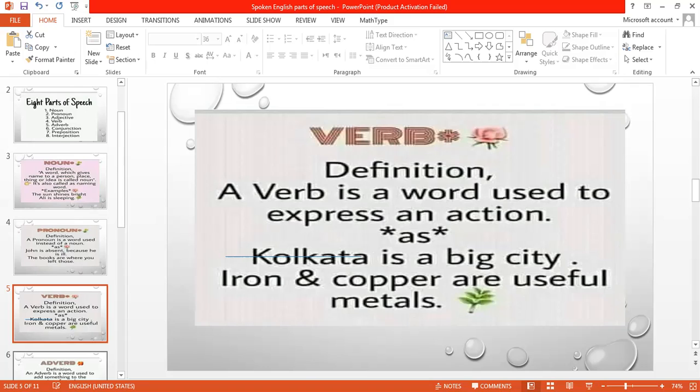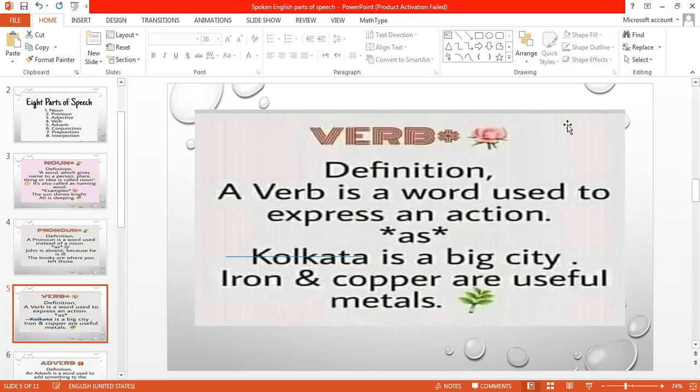For example, run, walk, climb, sleep. These are all actions. Kick, hold. These are all actions, and they show that we are doing some work. But you have to remember that these action words have forms. We have regular verbs and we have irregular verbs.